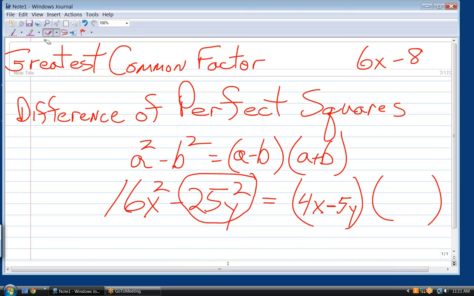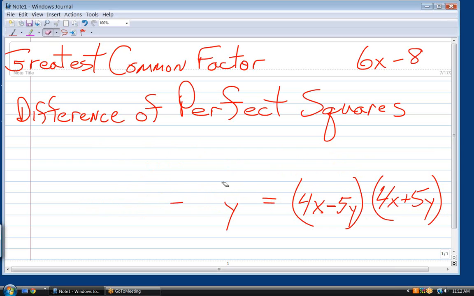And what's the second term? 4x plus 5y. So that's really all there is to difference of perfect squares. It's very simple. You just take the square root of this term and the square root of that term and translate it to these two things. All right, let's move on.